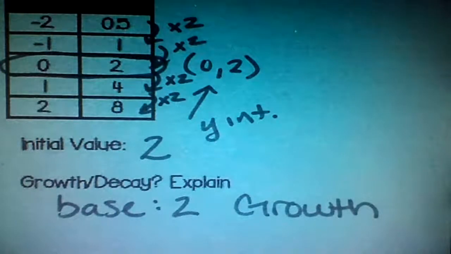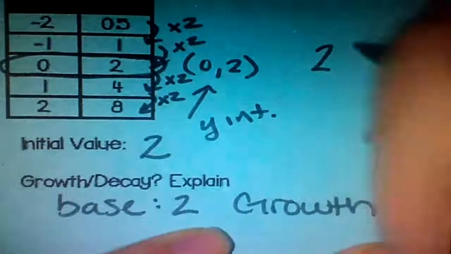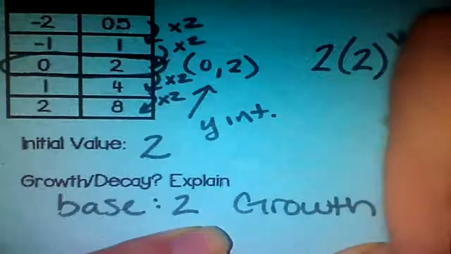Because I'm multiplying by 2 each time, which means my base is bigger than 1, which makes it growth. Anytime my base, or what I'm multiplying by, is bigger than 1, we always have growth. Because my pattern along my y's is multiplied by 2, that's my base, which means that is growth. So your actual equation that goes with this table is 2 times 2 to the x.